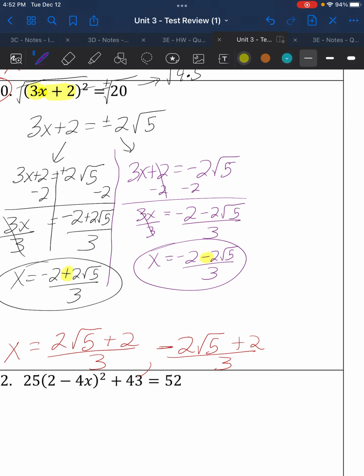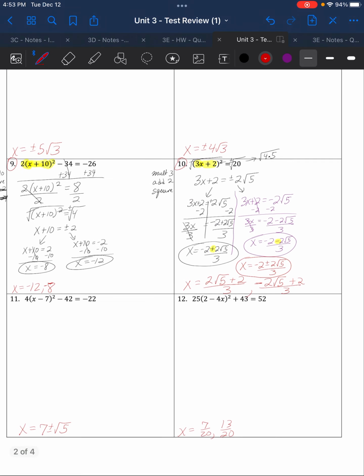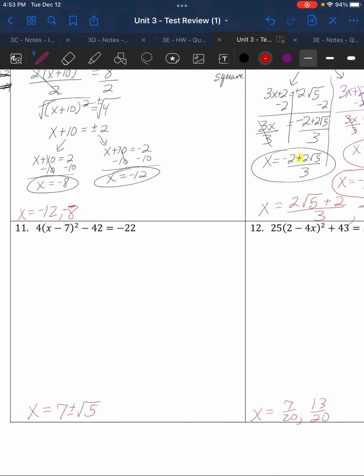Now you see they're very, very similar. The only thing that's different is the plus minus. So if you wanted to write these together, you certainly can. To write them together, it'd be x equals a negative 2 plus or minus 2 square root of 5 divided by 3, which is where you get it from the quadratic formula.